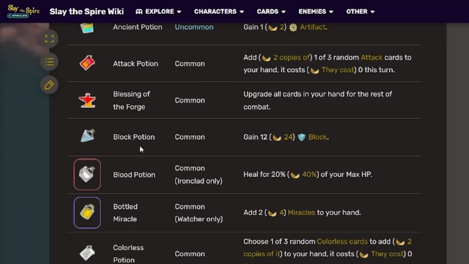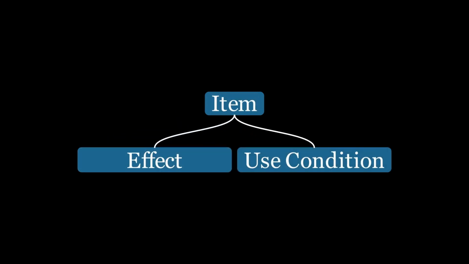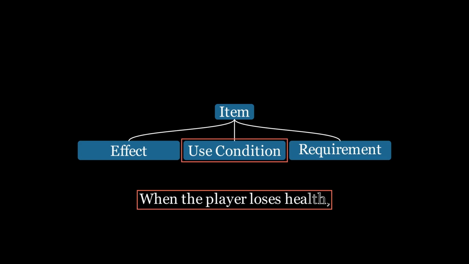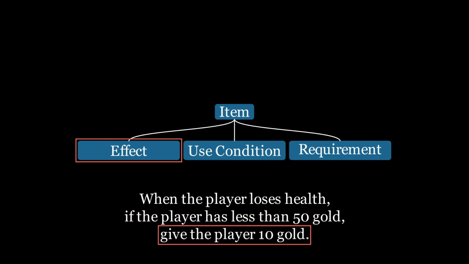I took a look at some existing roguelites to get an idea of the core components of an item. Here's what I was able to come up with. Every item has an effect, a use condition that determines when the effect activates, and a requirement that has to be met for the effect to activate. For example, when the player loses health, if the player has less than 50 gold, give the player 10 gold.